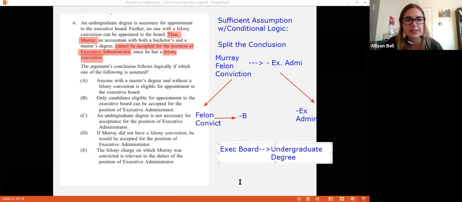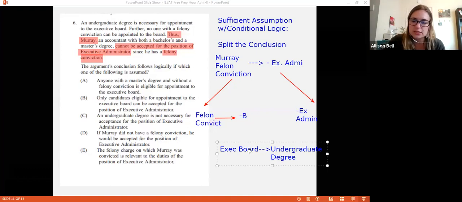Good to know, but it doesn't seem like Murray's undergraduate degree is the reason for the conclusion. They're not saying that his undergraduate degree means he can't have this position. They're saying his felony conviction is ruling him out. So if I'm trying to put together this chain, I'm saying, okay, my premises give me felony conviction means can't be on the board. But that's where the logic kind of stops. There's nothing connecting the board to the executive administrator position.